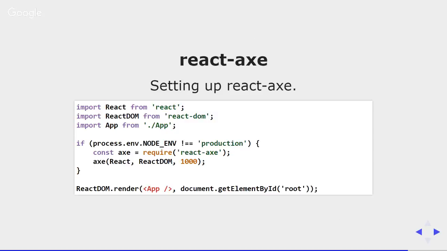And the reason for this is you do pay a performance price by using React X. So you do not want to run this in production. And least of all, you do not want to be writing console error messages to your browser console in production that I found accessibility errors on the fly.